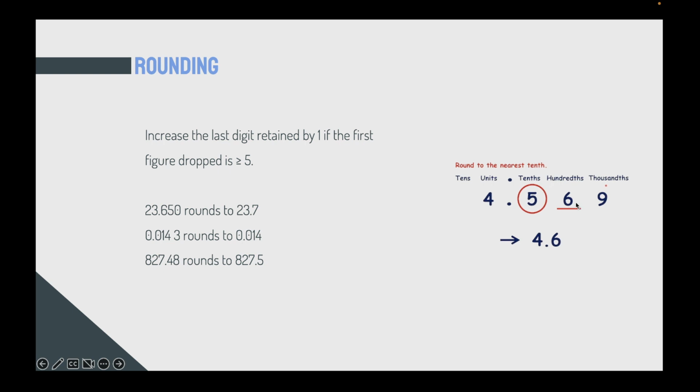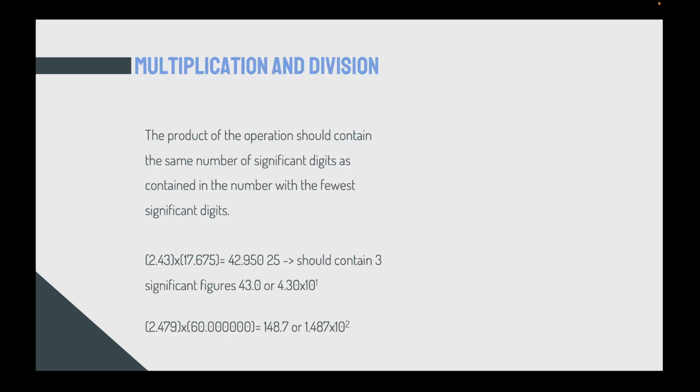4.5 would be, I'll look to the right of that number. Is it greater or equal to 5? Yes, then I'll add 1 to the number 5. So you get the number 4.6 as a rounding for the number 4.569. Now rounding 23.650 to the 10th would be 23.7. Rounding 0.0143 to the thousands, I believe, would be 0.014. Rounding 827.48 to the 10th would be 827.5. I believe you guys know that.